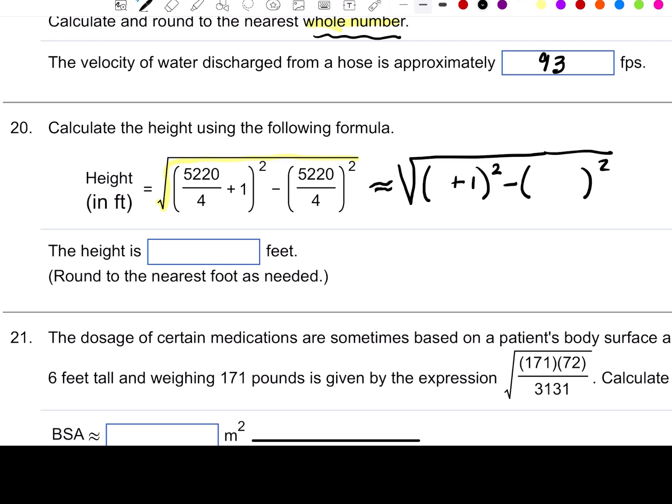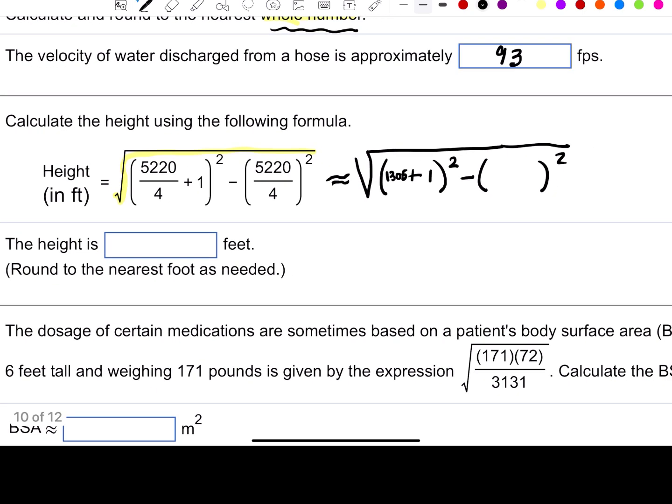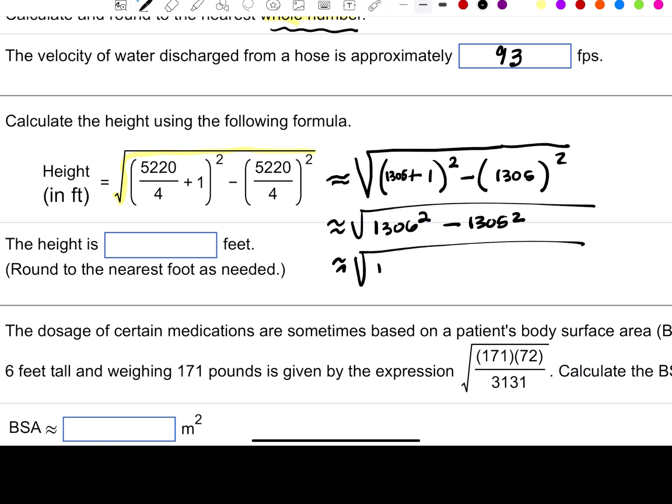I got to do 5220 divided by 4. So 5220 divided by 4 is 1305. And this is just 1305. So this ends up being 1306 squared minus 1305 squared. So these numbers are going to be pretty big. 1306 squared is, then I got to take the square root. Don't forget.